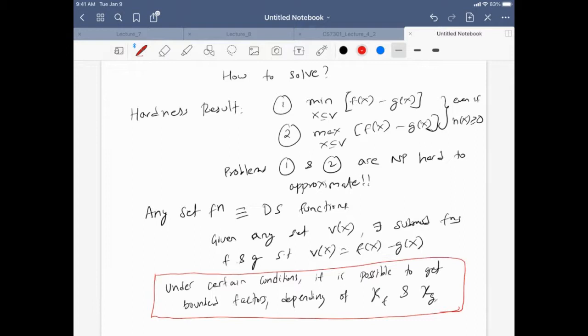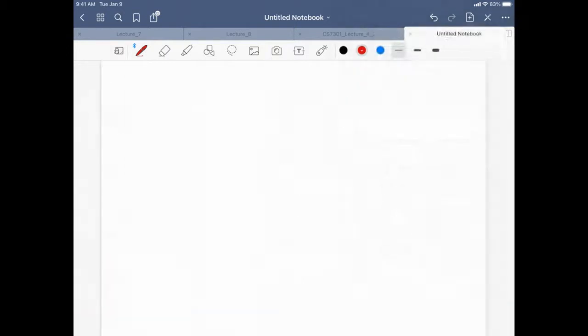Having said that, I still want to talk a little bit about the algorithm. These are all heuristics, but there is a natural class of algorithms that can be applied to solve this. And this algorithm is a majorization minimization algorithm.